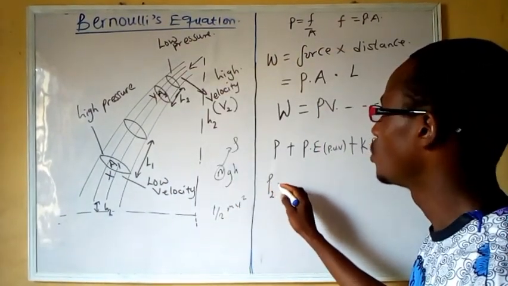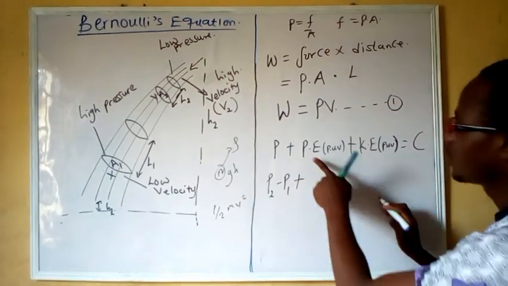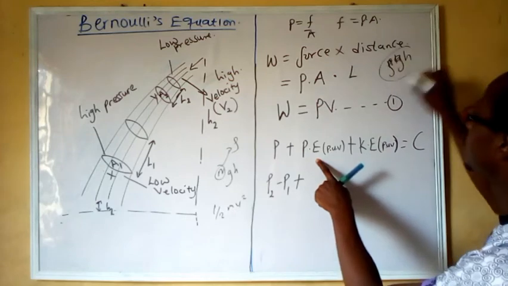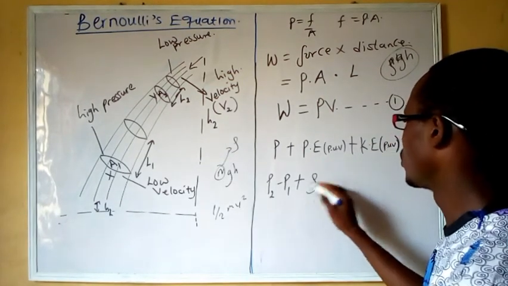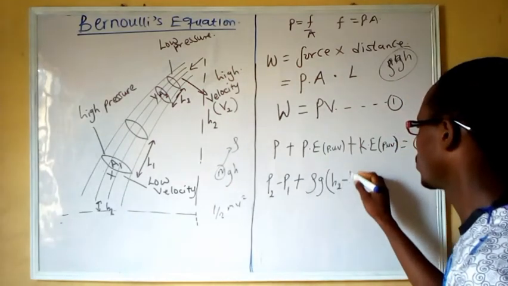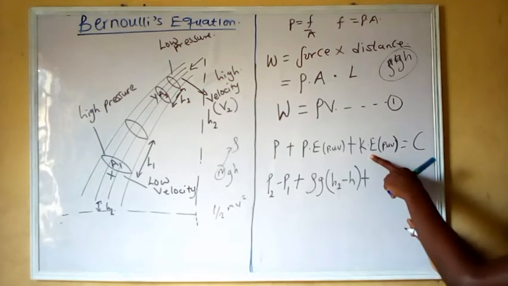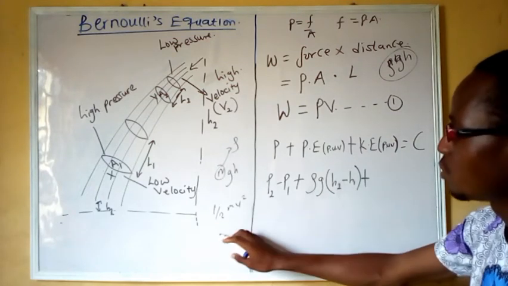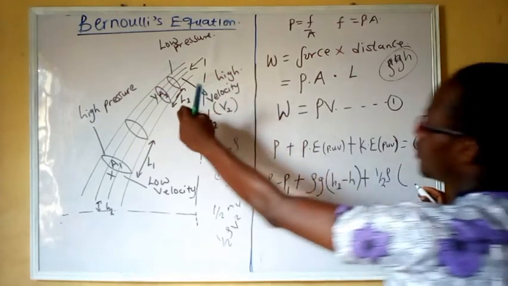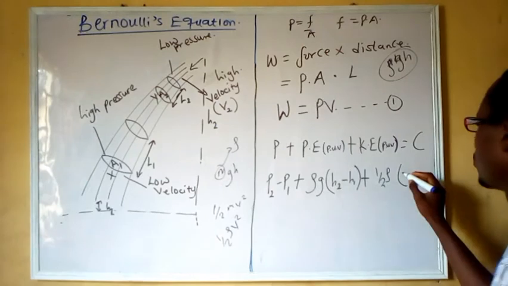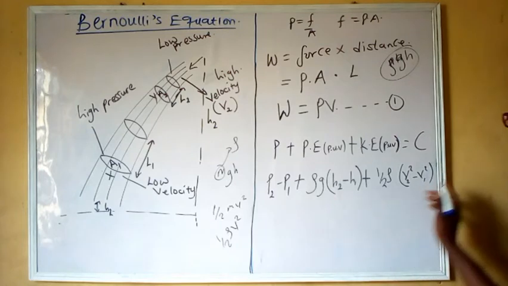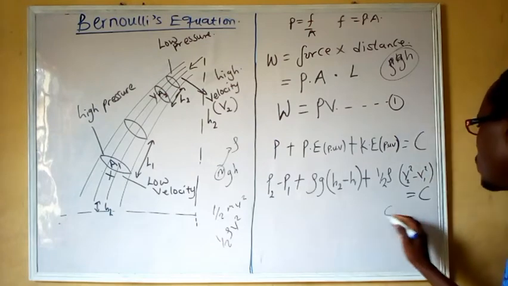So that is P2 minus P1, plus the potential energy per unit volume, which I have given as rho g h, so then becomes rho g into h2 minus h1, plus the kinetic energy per unit volume, which I've given as half rho v squared, will now become half rho, then v squared, that's v2 squared minus v1 squared, as we're considering the two points. All equals C.